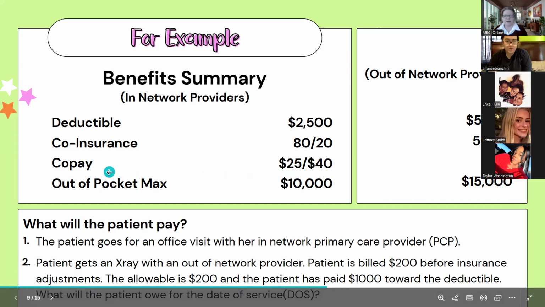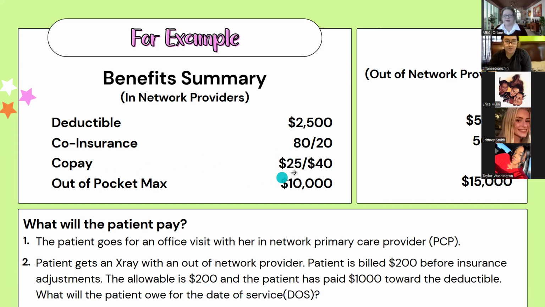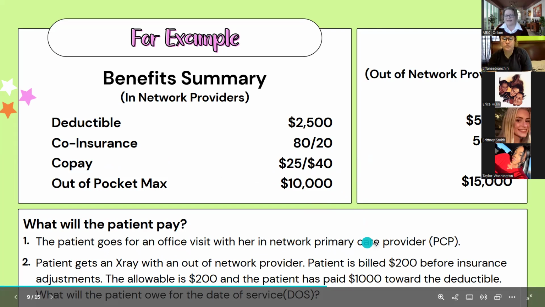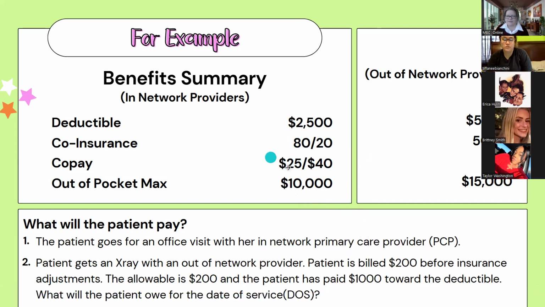This patient has a copay. So that $25 would be their copay for a primary care. Their $40 copay would be what they would pay for other services other than primary care, urgent care or a specialist. If they had to go see like a cardiologist or an orthopedist, if their primary care sent them somewhere to a specialist, they'd pay a $40 copay for that specialist. Okay? So when they go for an office visit with their in-network provider, their payment's going to be $25. Okay?